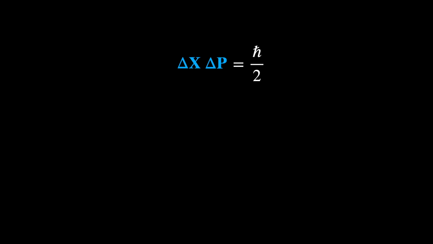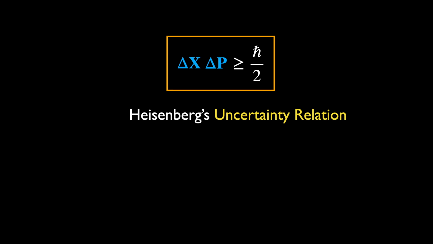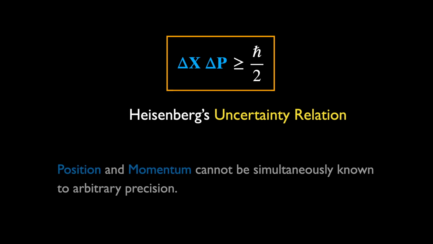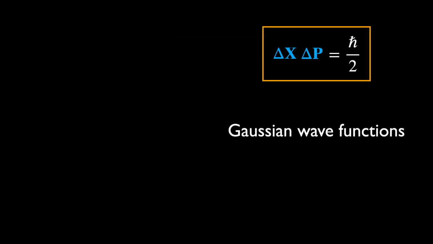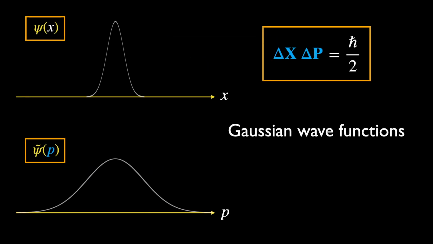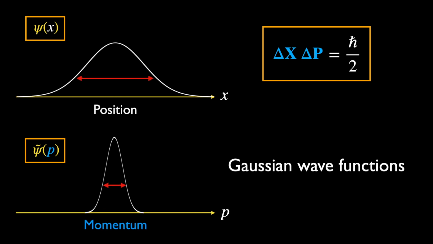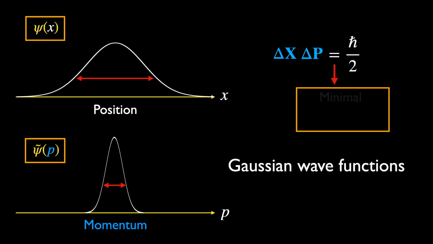This is a special case of the more general inequality known as the Heisenberg Uncertainty relation. This says that the position and momentum of a particle cannot be simultaneously known to arbitrary precision. We shall prove the general form of the uncertainty relation using a different method in a minute. The Gaussian wave functions can be seen as minimum uncertainty states in position and momentum space because they saturate the minimum uncertainty relation.